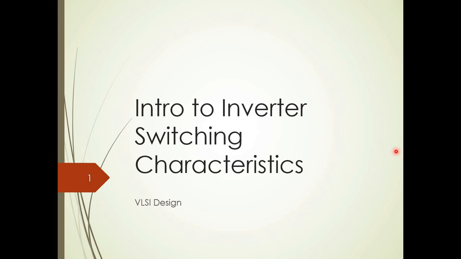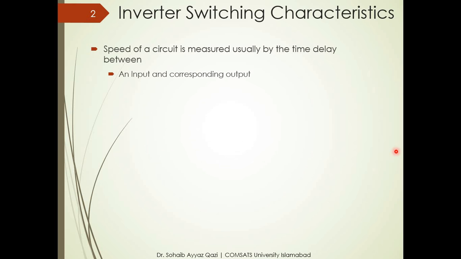We are considering an inverter as a first example because it is an easier circuit. It has only two gates, one in the pull up network and the other in the pull down network. So we will study these characteristics. The first video session is about the introduction of inverter switching characteristics.